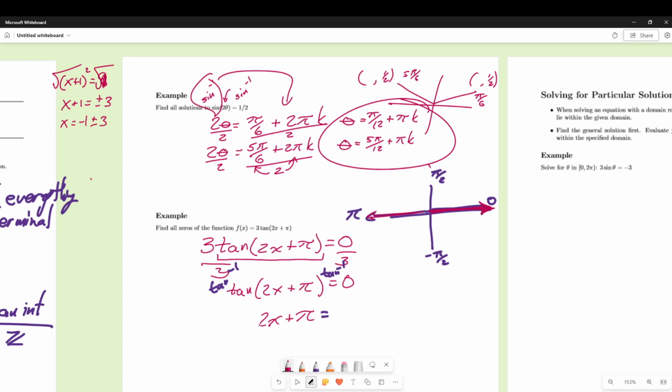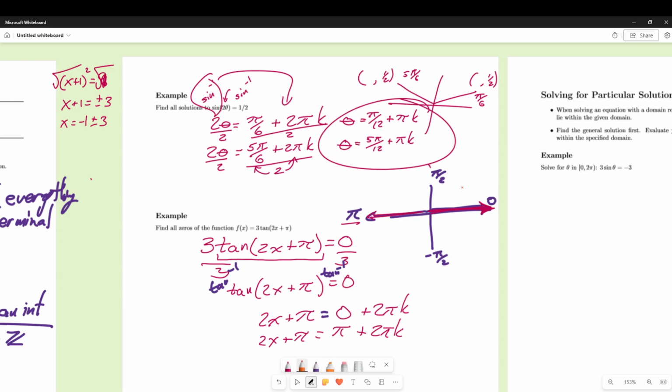So that 2x plus pi could equal 0 plus anything coterminal. I don't know why I put the k first. Or the 2x plus pi can equal pi plus anything coterminal. But wait, your instructions said if it has a period of pi, we don't need a 2 pi k, we just need a pi k.